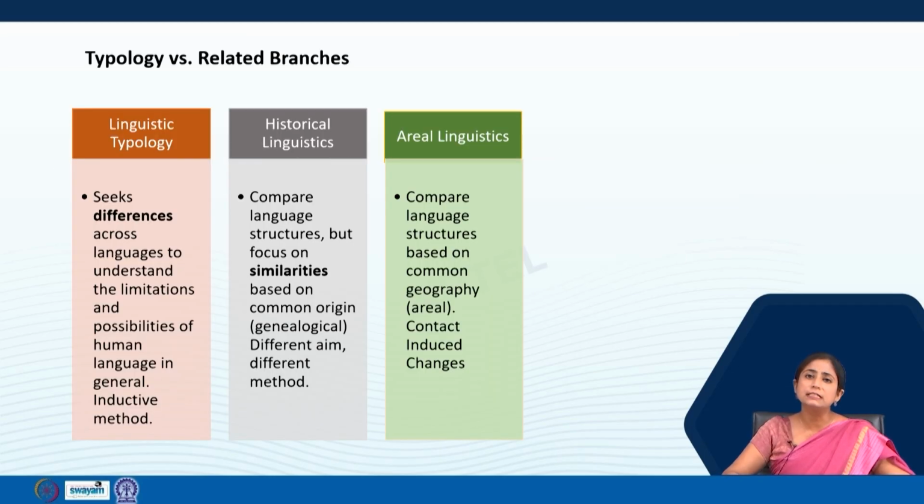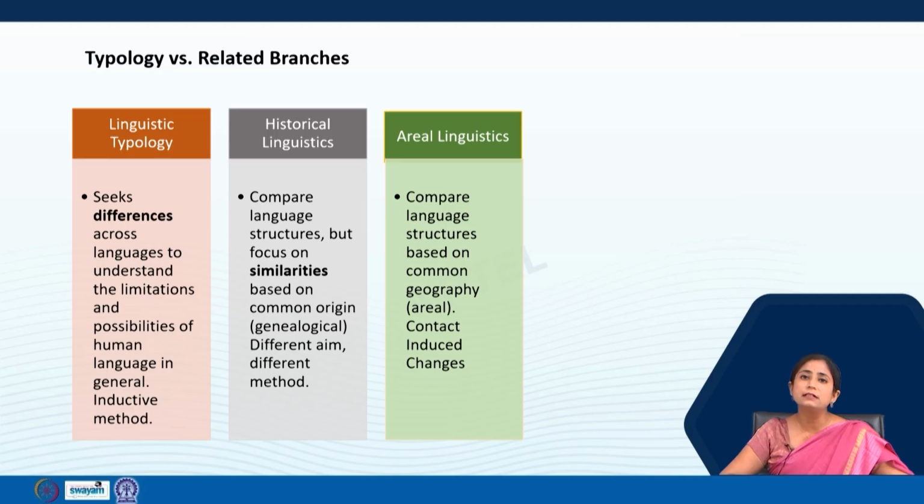Now there are also various other branches which work along the same line, which also want to explore how languages evolve or how languages share features. In linguistic typology, we want to look at the differences across languages to find the limitations and the possibilities of human language in general. If I study 1,000 languages, then I can know which are the most common patterns. I can know what the relations between various components are, and that's what typologists do.